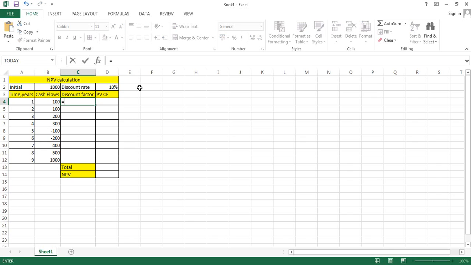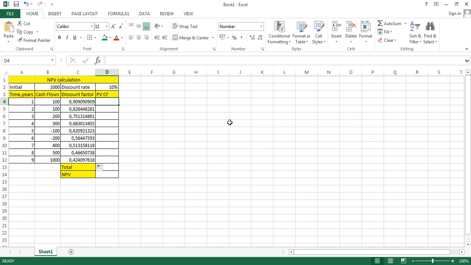To calculate this discount factor, you have to divide 1 by 1 plus your discount rate powered to the number of periods, in our case years, and you have to lock the D2, the discount rate cell, and you can do it by pressing F4. What it means is that when I drag the formula down, this cell will not move down as, for example, this cell, because it's locked.